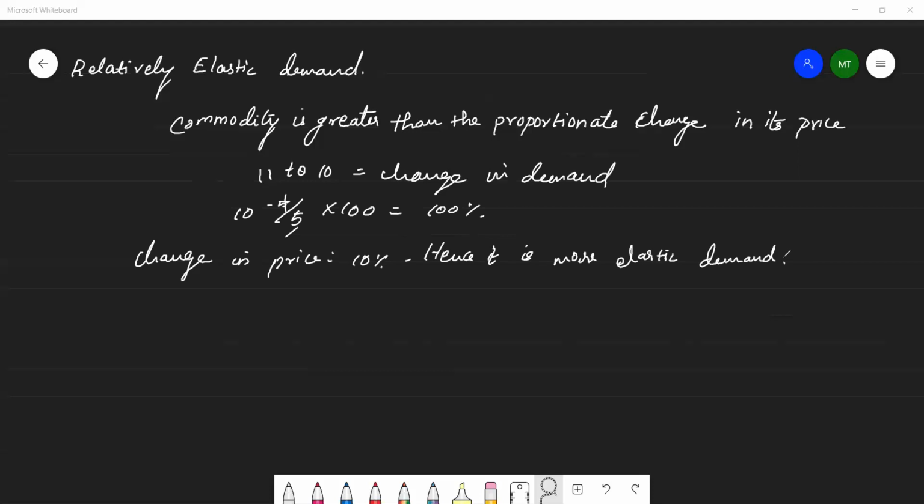That's all. The elastic demand, relatively elastic demand அப்படி இருக்கும். So then relatively inelastic demand என்று பார்ப்போம். இதுக்குள்ள diagram first பார்த்துருவோம்.